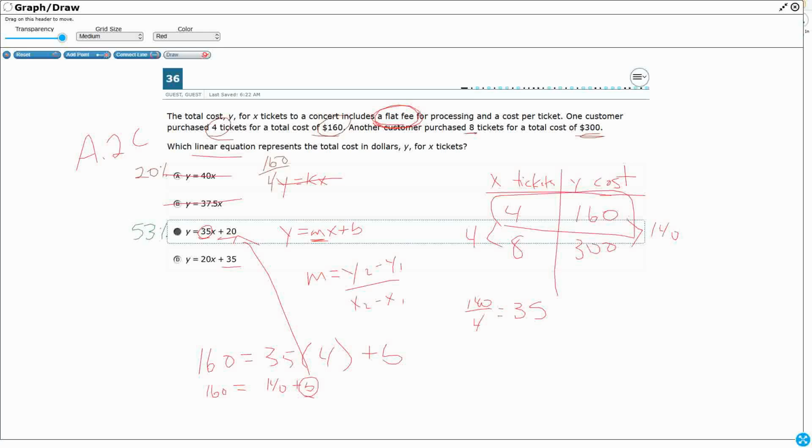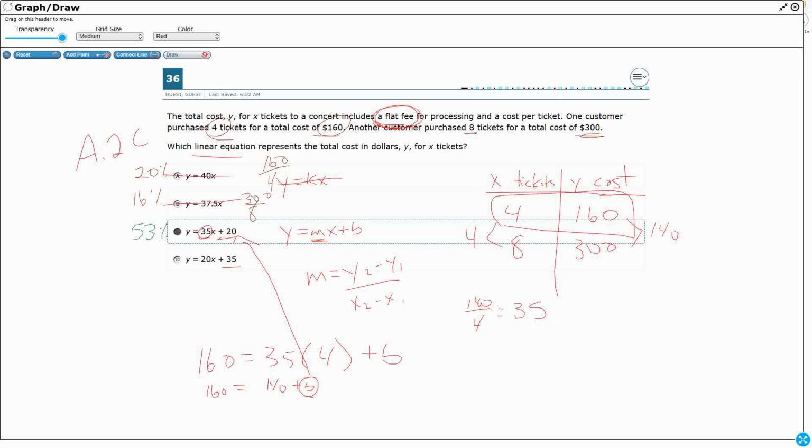300 divided by 8 is not going to equal that 40, right? You would need 320 divided by that 8 to get that 40. So that's not going to work. 16% chose the other one, which is what 300 divided by 8 equals, that 37.5. So these two are direct variation, but they only work for one or the other.